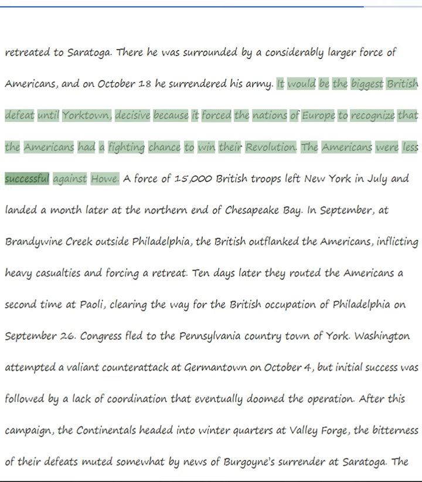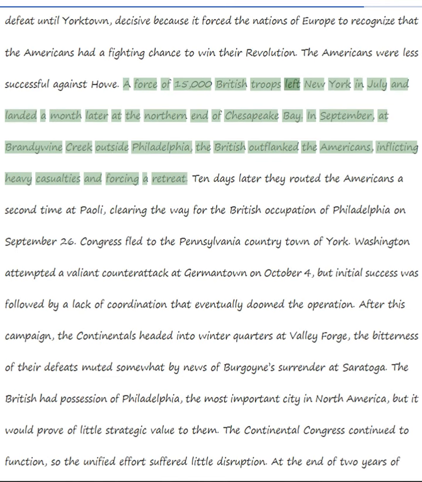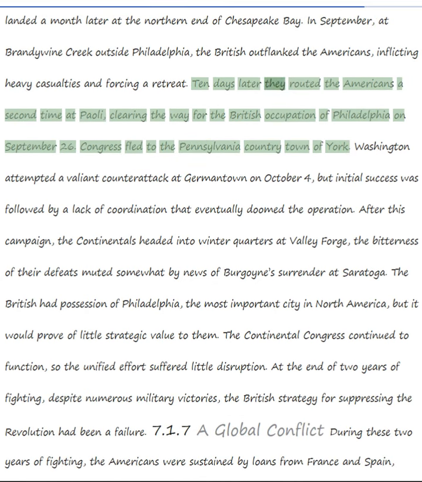The Americans were less successful against Howe. A force of 15,000 British troops left New York in July and landed a month later at the northern end of Chesapeake Bay. In September, at Brandywine Creek outside Philadelphia, the British outflanked the Americans, inflicting heavy casualties and forcing a retreat. Ten days later they routed the Americans a second time at Paoli, clearing the way for the British occupation of Philadelphia on September 26. Congress fled to the Pennsylvania country town of York.